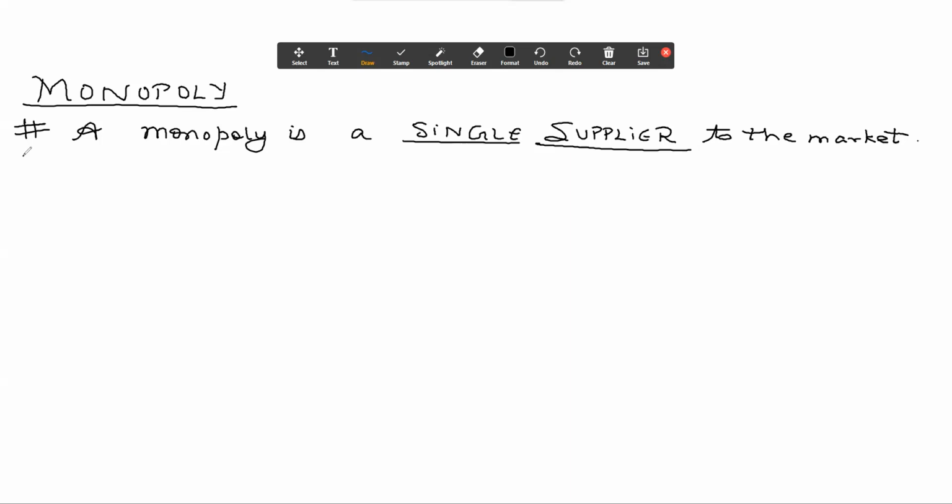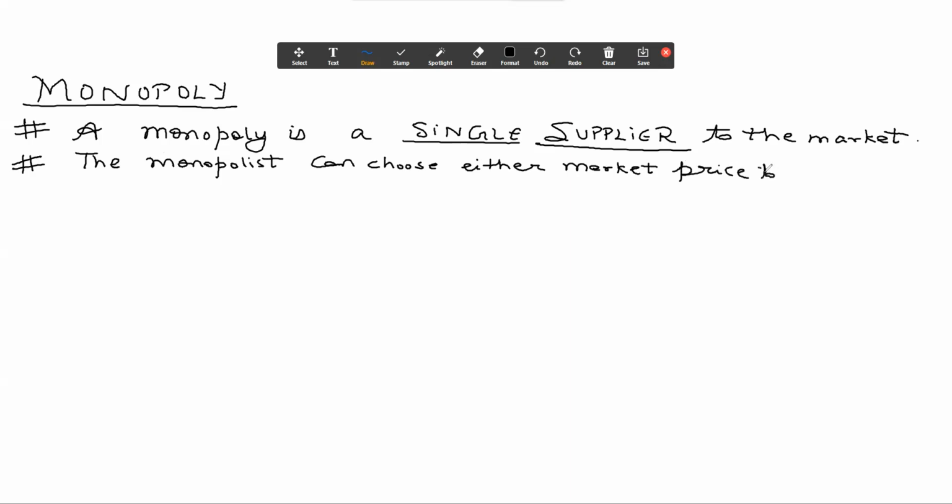Now, since the monopoly is the sole seller in the market, the monopolist can choose either the market price to charge or the quantity to sell, but not both.